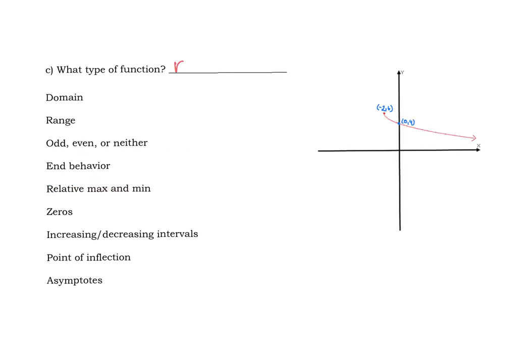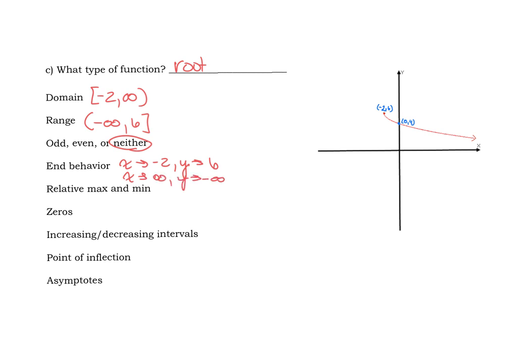Okay, this is a root function. The domain is left to right, so it starts off at negative 2 and goes to infinity. The range is bottom to top, so it's negative infinity up to the 6. This one is neither. The end behavior is as x approaches negative 2, y approaches 6, and as x approaches infinity, y is approaching negative infinity.